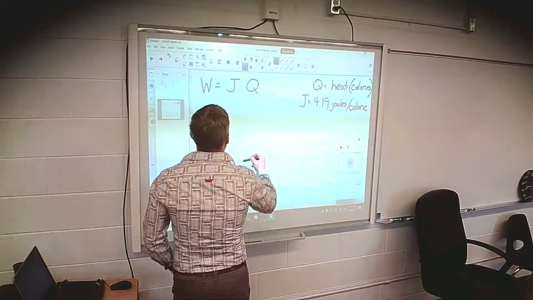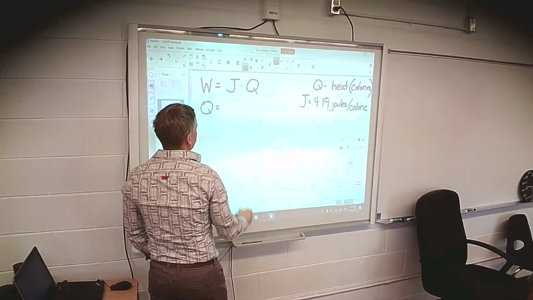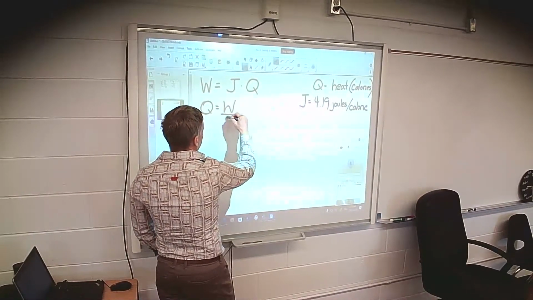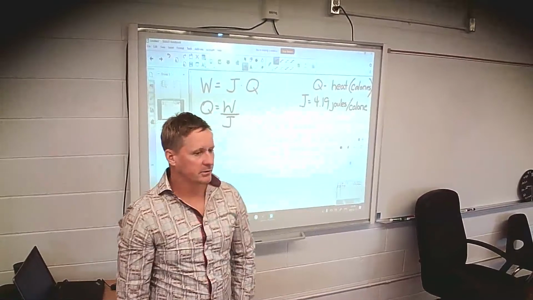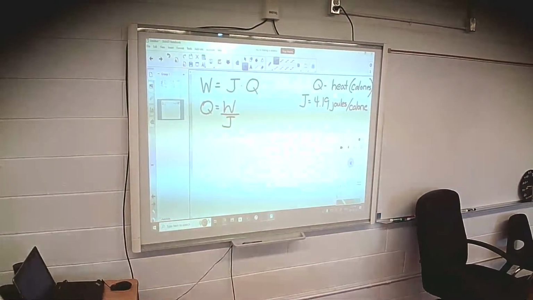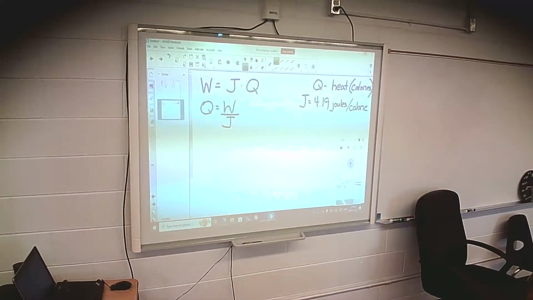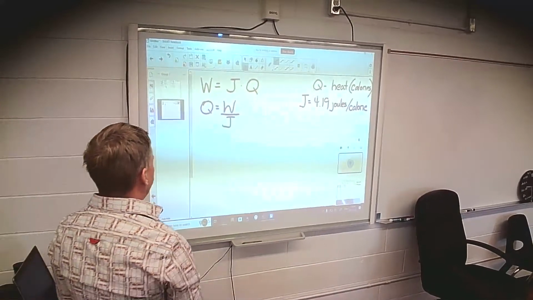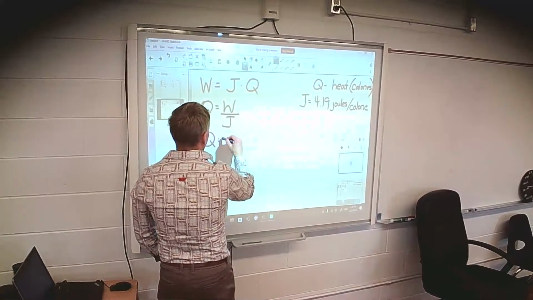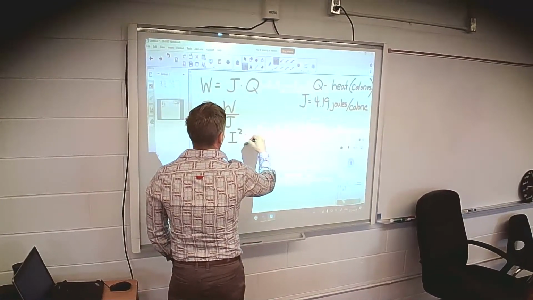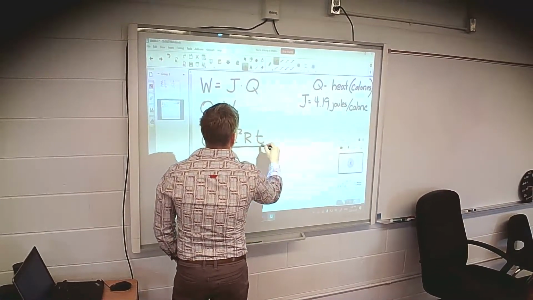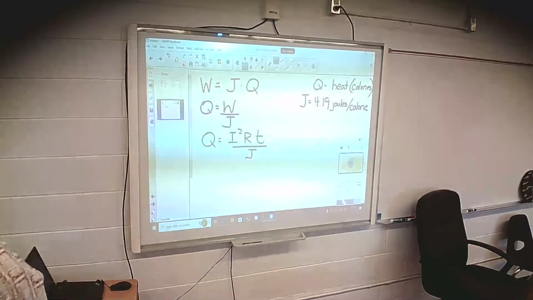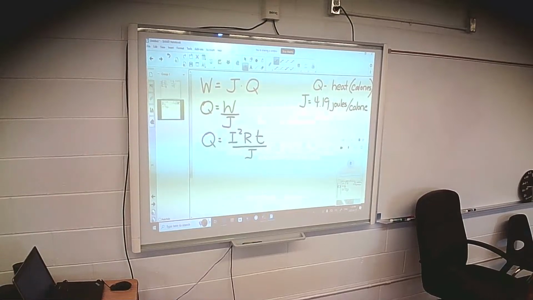So technically speaking, Joule's law is referring to the amount of heat. It can be found by taking the amount of work divided by Joule's constant. Now, we're going to use some of our work equations in order to get this. So to find the amount of heat energy, the primary one we're going to work with is this. We aren't going to work with potential difference. We're going to work with current and resistance. So I squared RT over J.